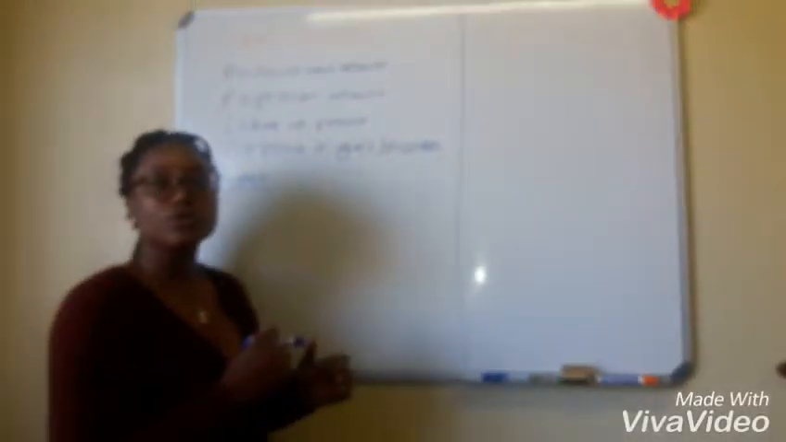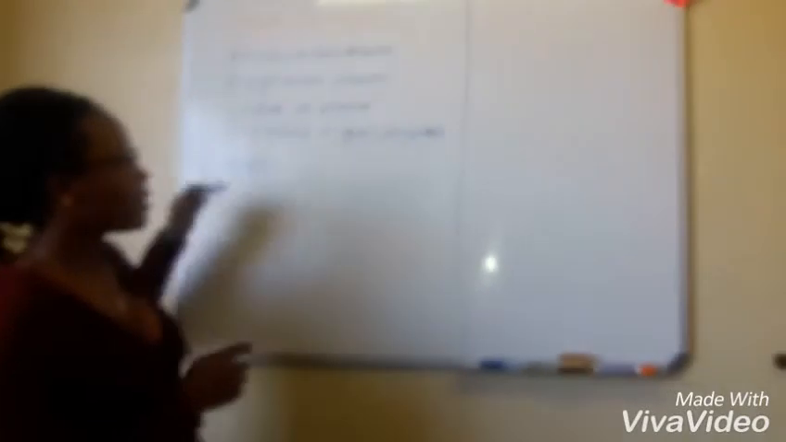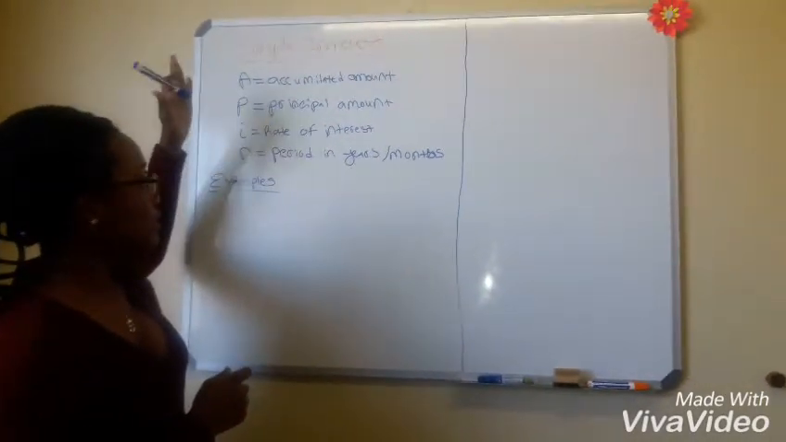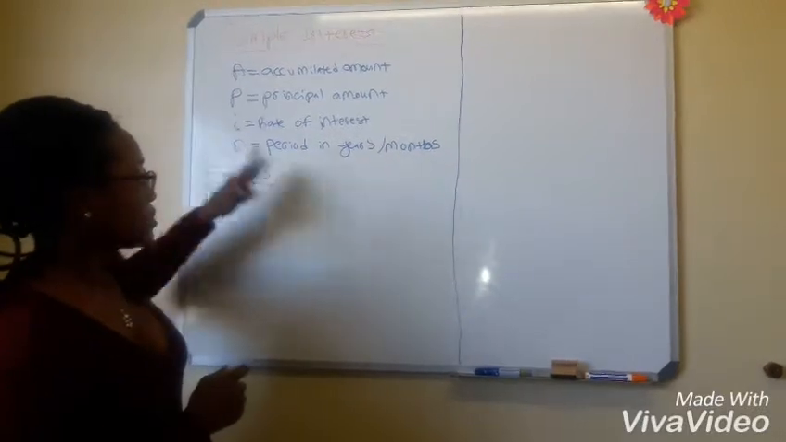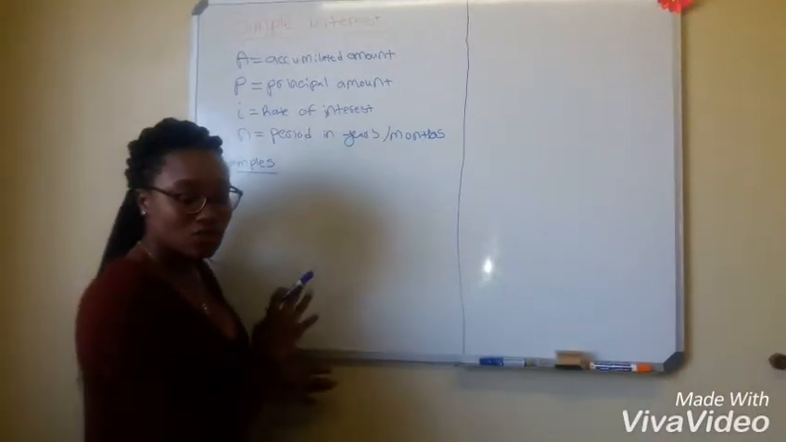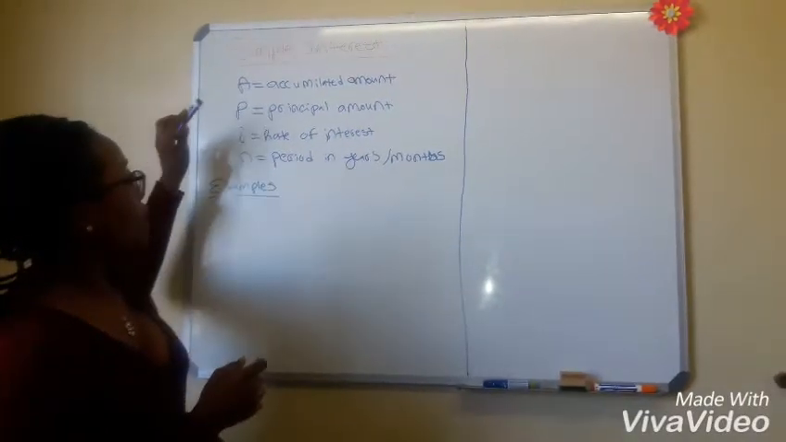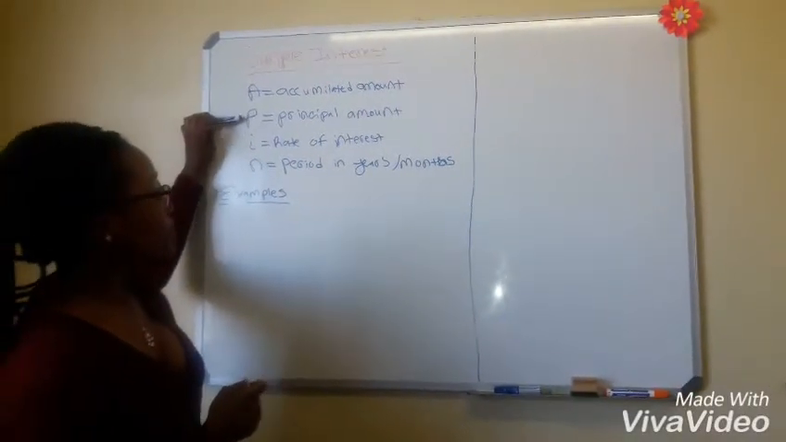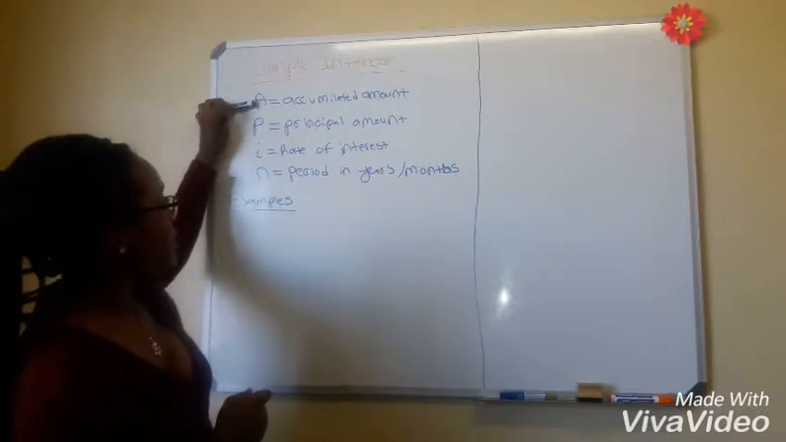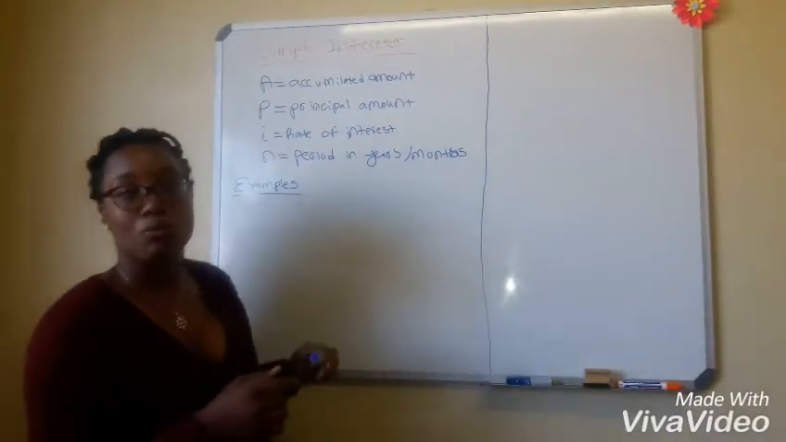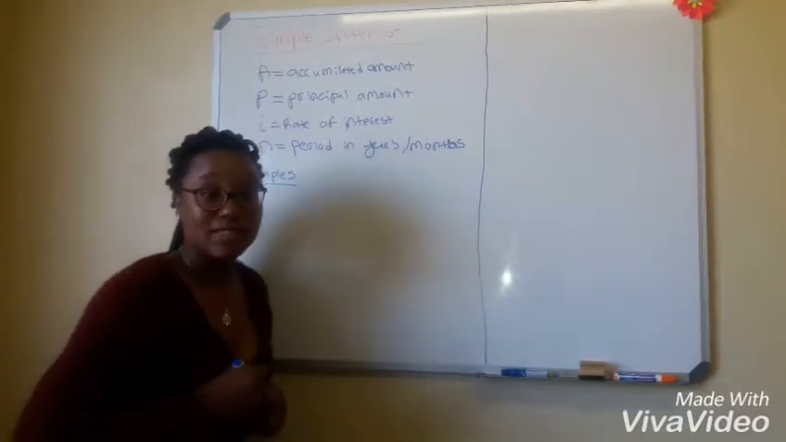Okay, so we are going to continue with simple interest. We are going to calculate now. I'm going to explain each variable and how to use it and calculate using the simple interest formula. But at the end of the lesson, I want you to know how to calculate the principal amount, the accumulated amount, the interest rate, and also the period in years or months. So let's get to it.